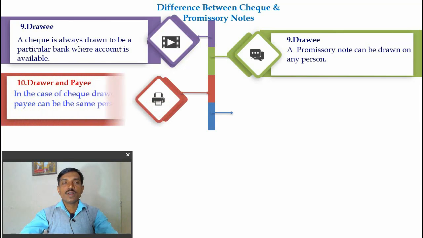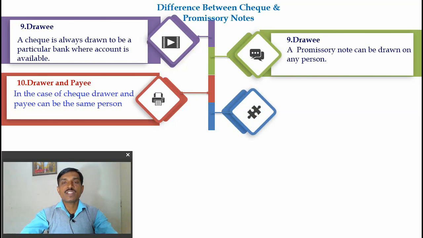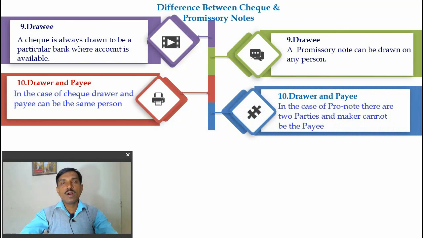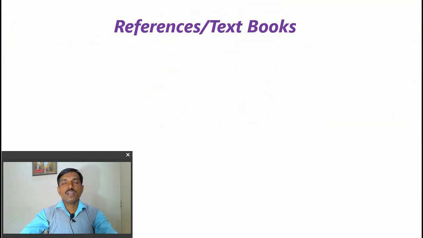About the drawer and payee, in the case of a check, drawer and payee cannot be the same person, because the drawer is the maker and the payee is another person whose name is mentioned, pay to the order. In the case of a promissory note, there are two parties, the maker and the payee, and the maker cannot be the payee. So here we end the distinction between the check and the promissory note.